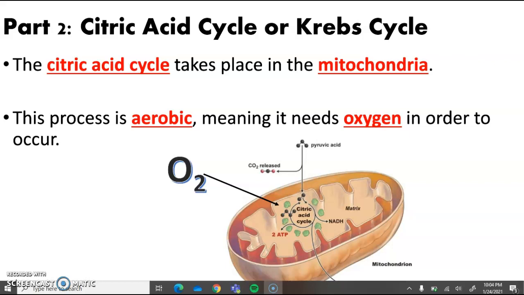So the citric acid cycle takes place inside of the mitochondria. It actually happens inside of the inner membrane. You might take a look at our diagram over here and you can see this inner membrane around the cell. That's going to be where the Krebs cycle occurs. And this process is aerobic. What that means is it needs oxygen in order to happen.